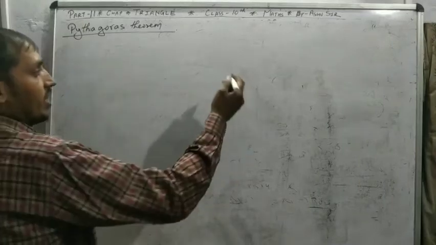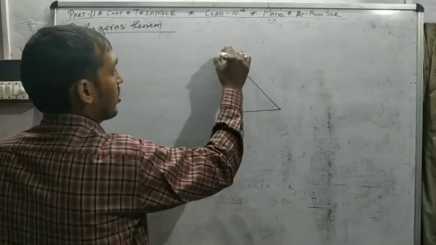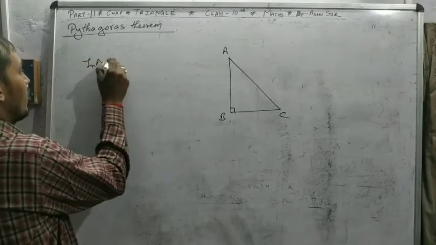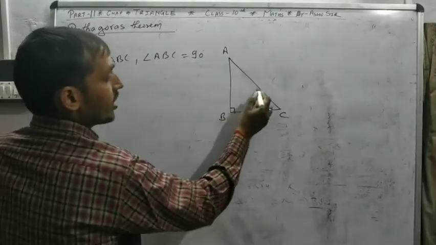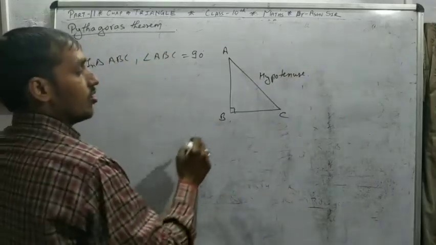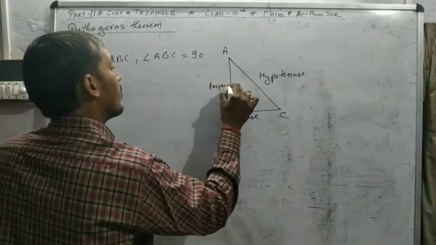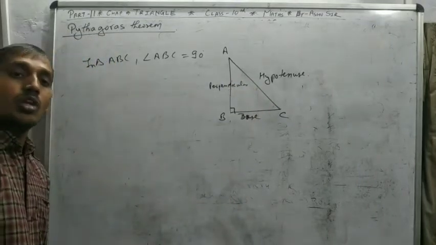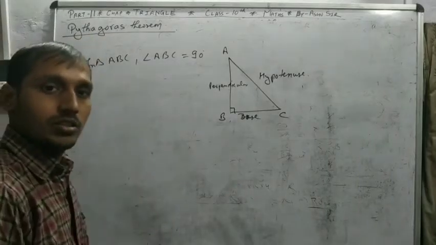You know, from class 7th, in any right triangle ABC, angle B is 90. In triangle ABC, angle ABC equals 90 degrees. So the side opposite 90 is the hypotenuse. And of the other sides, one is the base and another is the perpendicular. Perpendicular and base change according to the angle, as you will study in the chapter trigonometry.